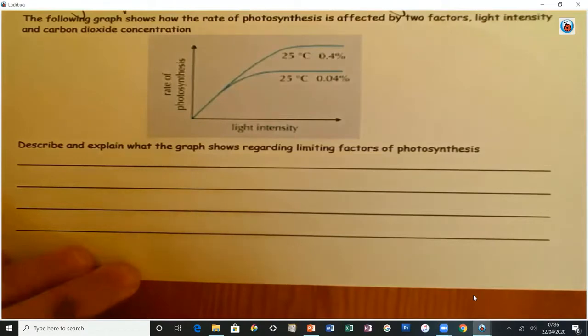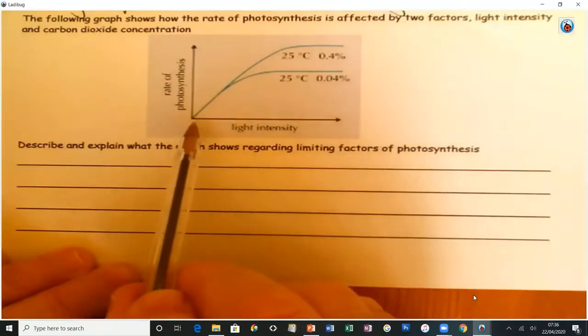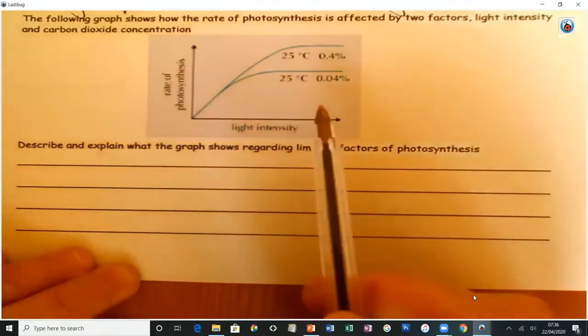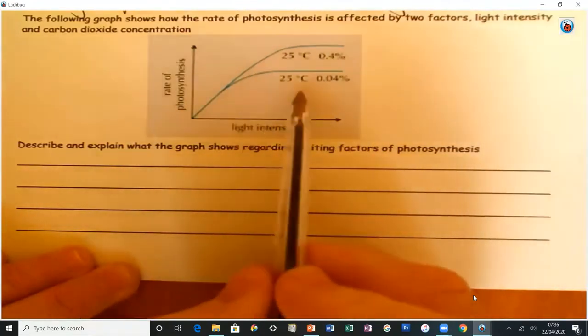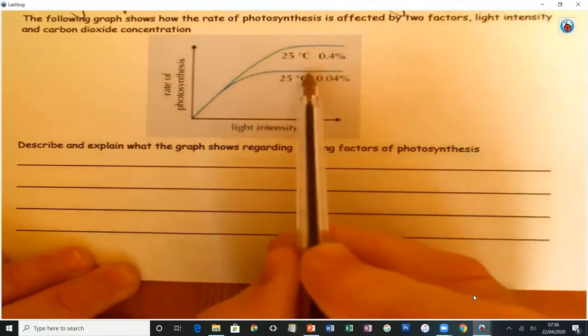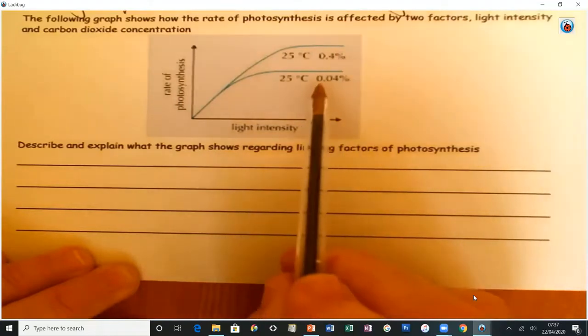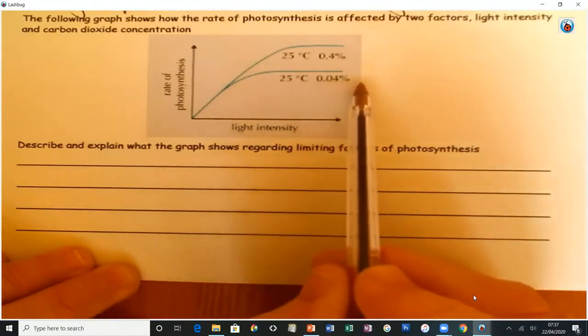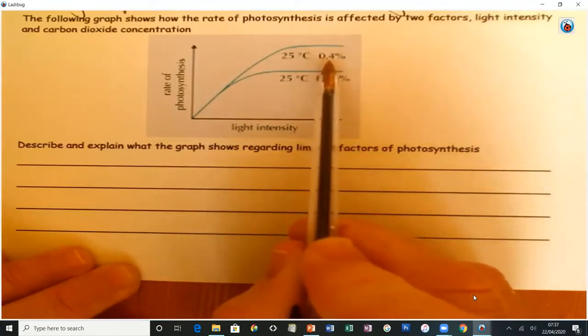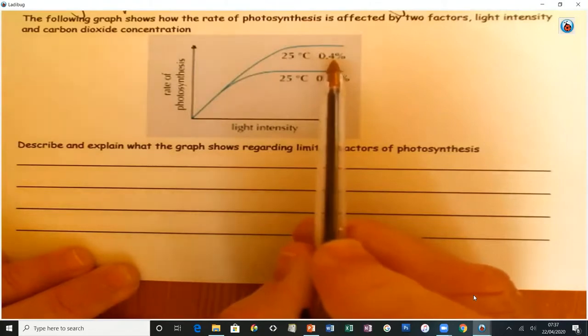Let's now look at the second question. It says the following graph shows how the rate of photosynthesis is affected by two factors, light intensity and carbon dioxide concentration. So on our axis, we've got light intensity and rate of photosynthesis. Also, both lines are at 25 degrees Celsius, but the concentration of carbon dioxide has changed. Here we've got 0.04% carbon dioxide concentration, whereas at the top line we've got 0.4% carbon dioxide. So what's happening here?